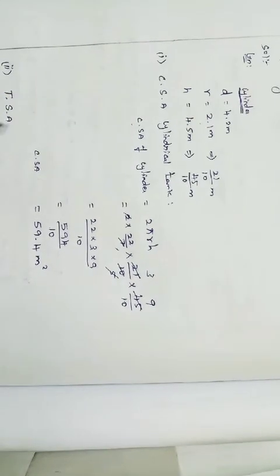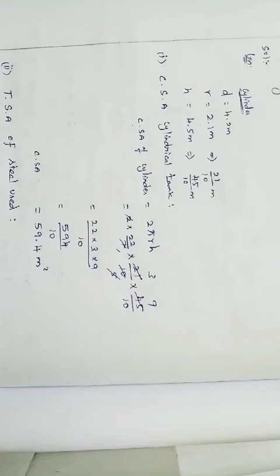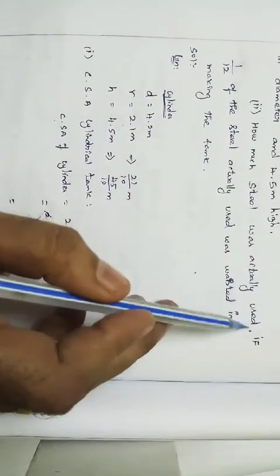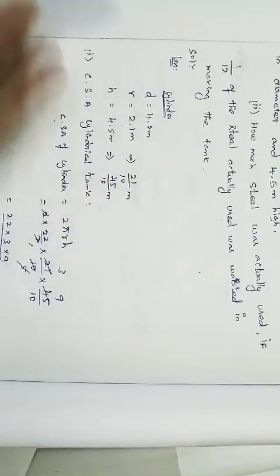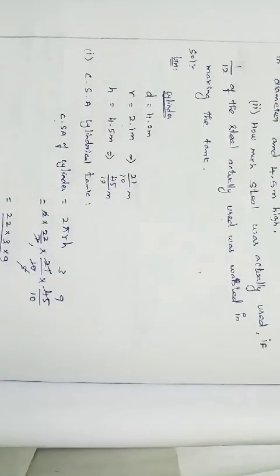Second subdivision, what do we want to find? The total surface area of steel used. That only we want to find, right? See, how much steel was actually used if 1 by 12 of the steel actually used was wasted in making the tank. So we don't know the total steel used. I am going to assume that the total area of steel used for making the petrol tank is x meter square, right?